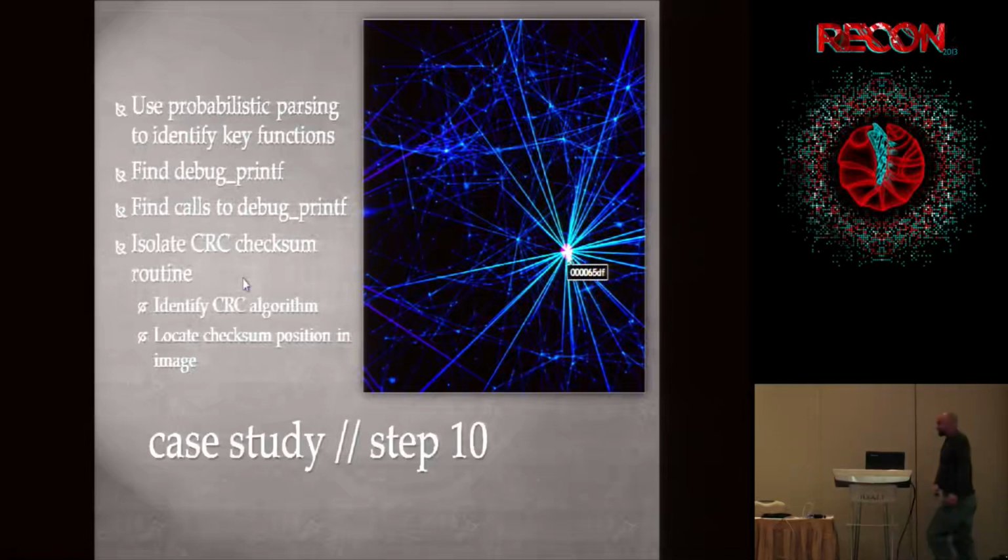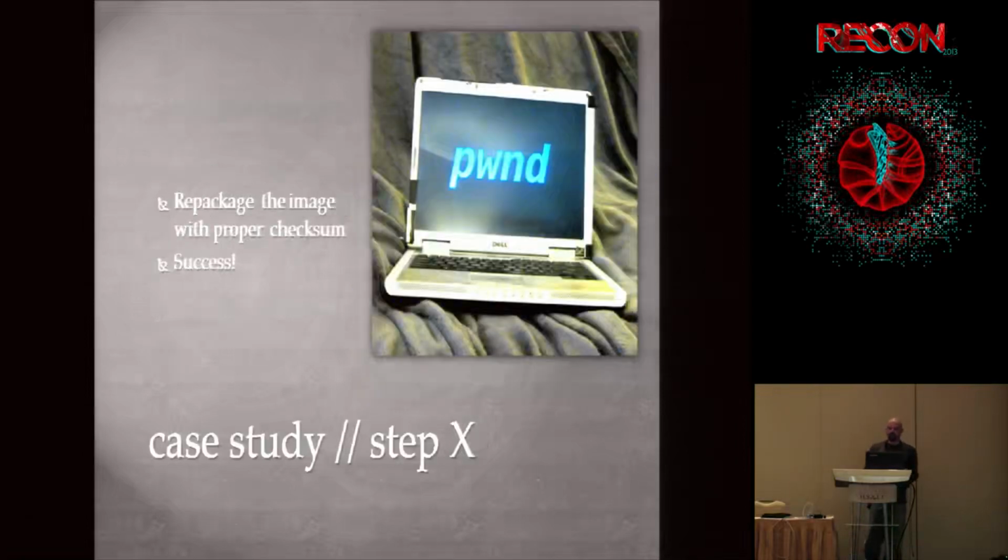All right, that's embarrassing. We used probabilistic parsing to find a couple of the key functions. Namely, we found a debug printf, which we could use to find the CRC checksum routines. Once we identify those, it's really easy to repackage our image and get our custom flash screen onto this thing. Unfortunately, I bricked this about 4 hours later on a different attack, so he's in the garbage pile now.